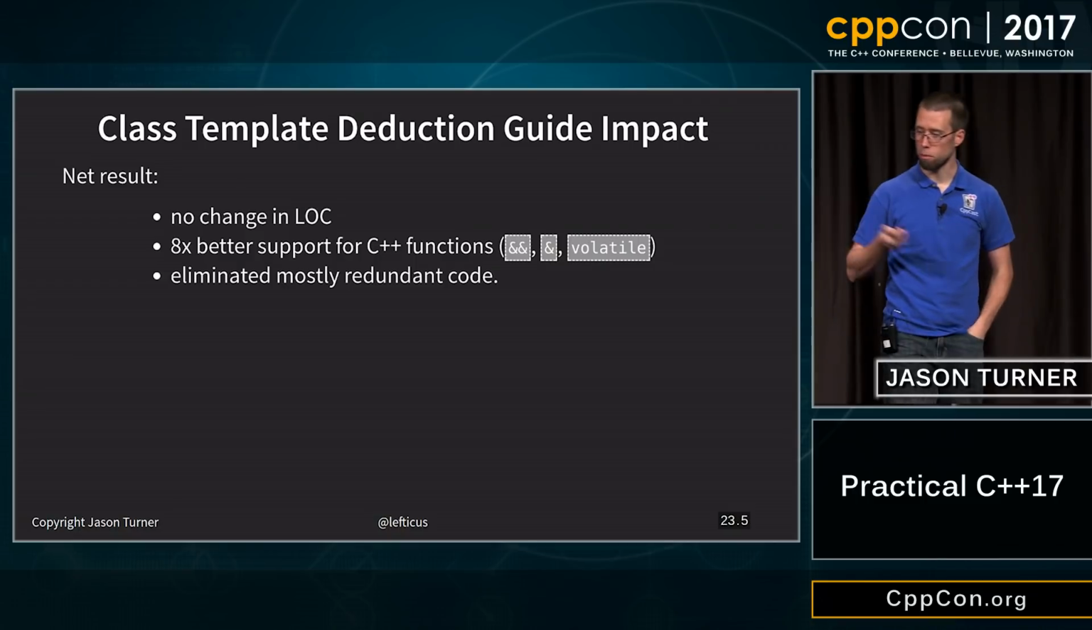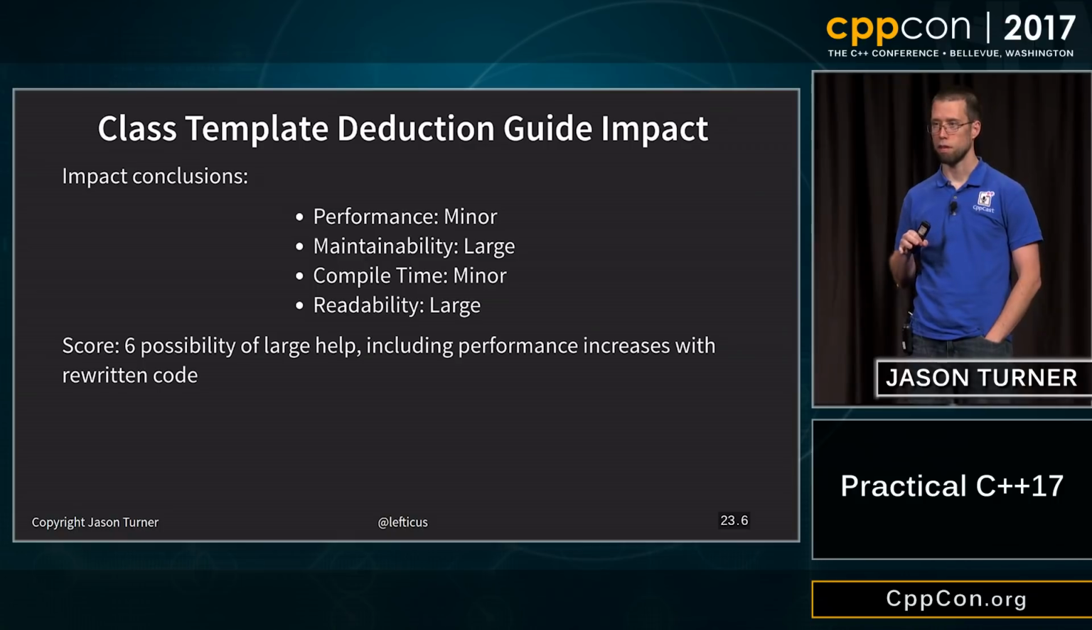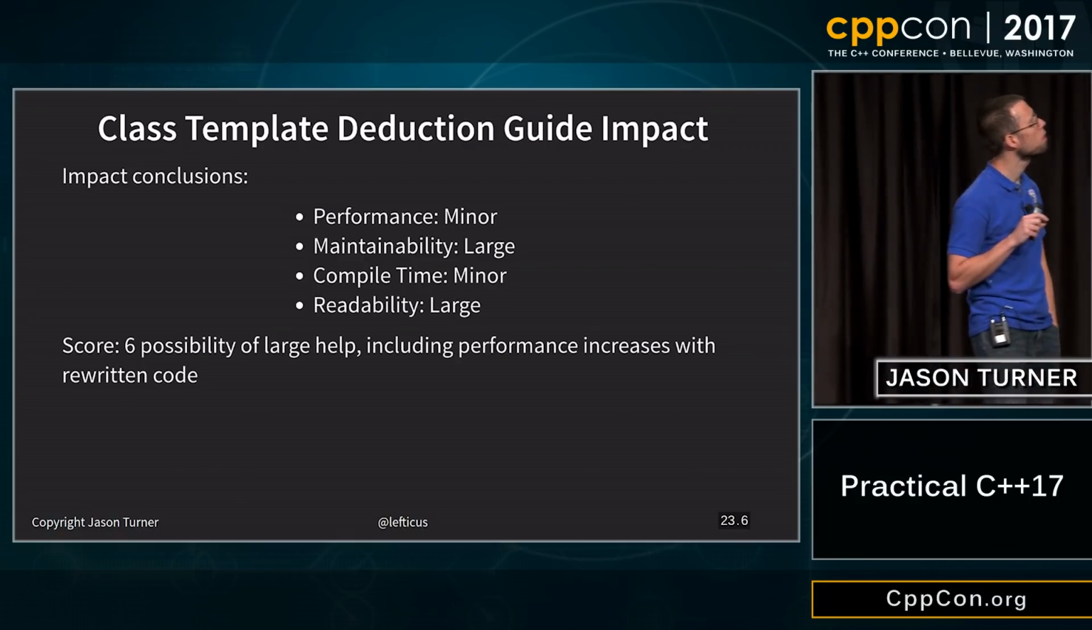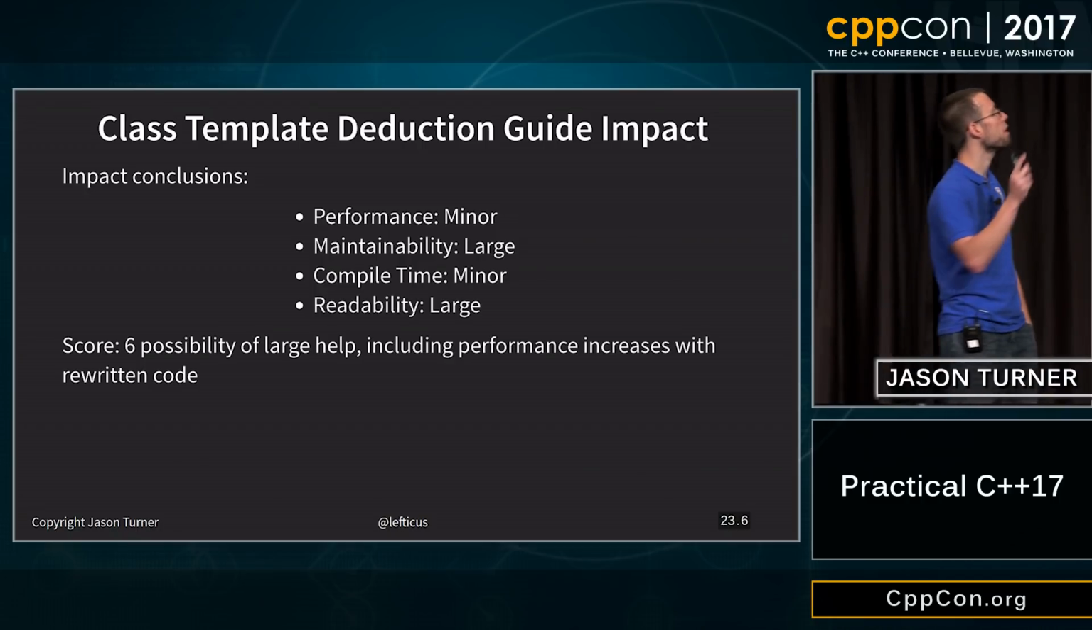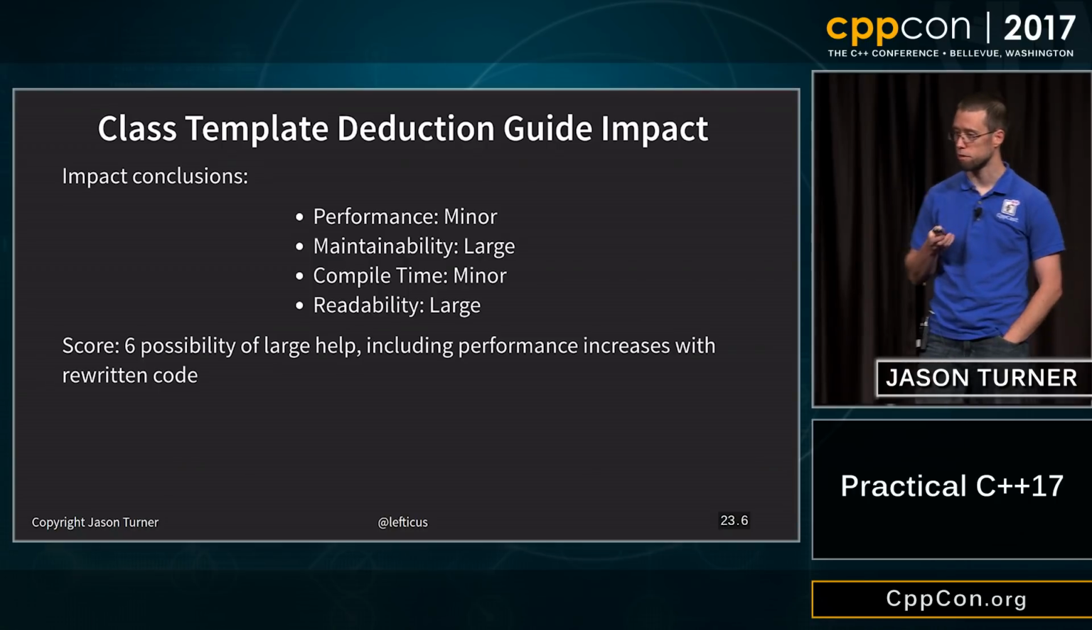So now I'm up to a score of 6. Possibly some minor performance gains. My code is significantly simpler. I think it resulted in smaller binaries. Large maintainability gains, some compile time help, and large readability gains for my case.